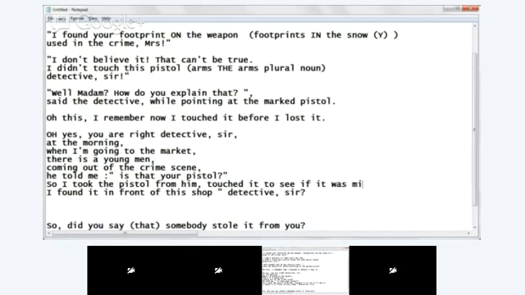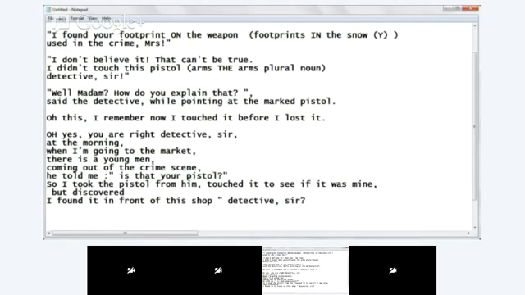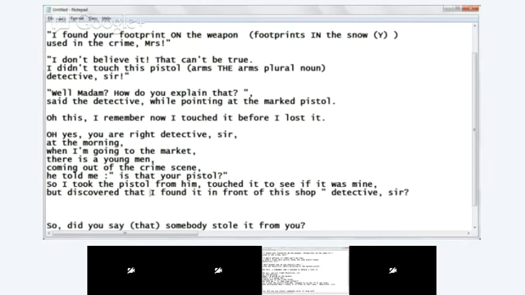In order to see if this is mine, but finally I found that is not my pistol. In order, after was mine. After it was mine, in order to see.